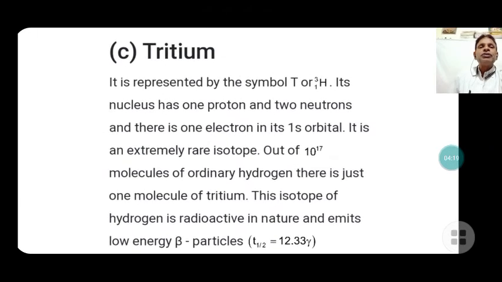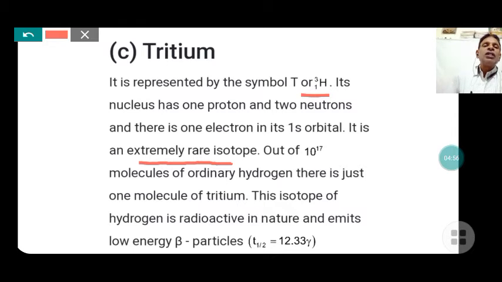Now tritium stands for another type of isotope of hydrogen, and the symbol is T, or H with mass number 3 and atomic number 1. Its nucleus has 1 proton and 2 neutrons. The number of nucleons is 3, so the mass number is 3, and there is 1 electron in the 1s orbital. It is an extremely rare isotope. It is not found everywhere.